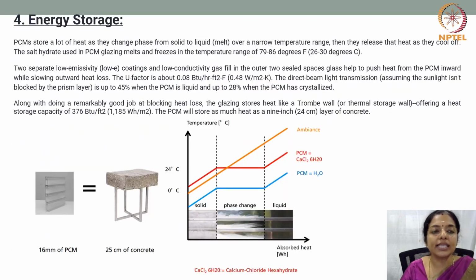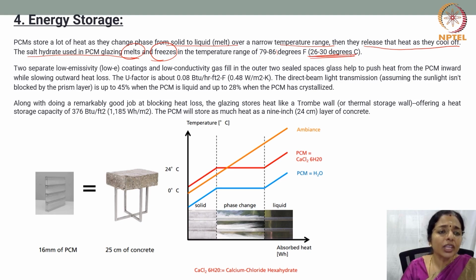So how does the energy storage work? PCMs store a lot of heat as they change the phase from solid to liquid by melting over a narrow temperature range. Then they release that heat as they begin to cool off. The salt hydrate that is used in PCM glazing will melt and freeze in the temperature range of 79 to 86 Fahrenheit or 26 to 30 degrees centigrade.